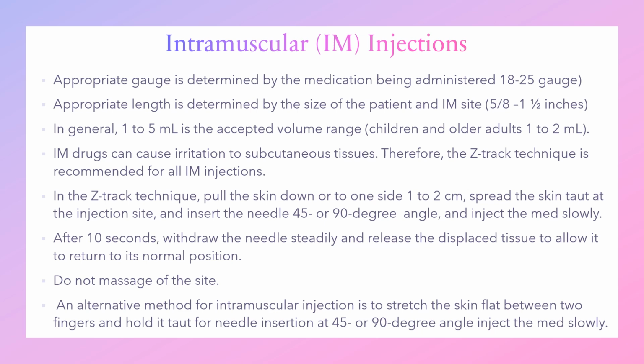Okay, IM drugs can irritate the subcutaneous levels of tissue, so therefore a Z-track technique would be recommended for this particular injection, and you will learn the Z-track method in lab. But for purposes of our lesson, you are pulling the skin down and towards one side, 1 to 2 centimeters, spreading the skin taut. You are going to inject the needle in on a 90-degree angle, preferably. If you have someone that is thinner or has less muscle mass, such as an older adult or a child, you might want to use a 45-degree angle.